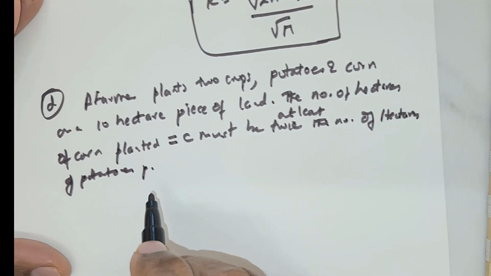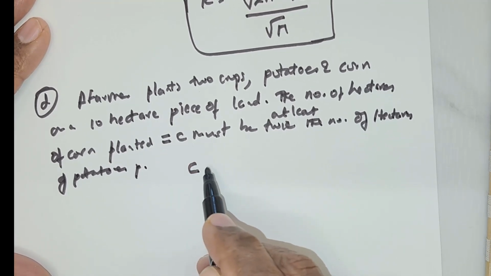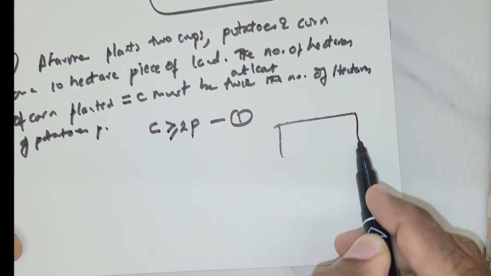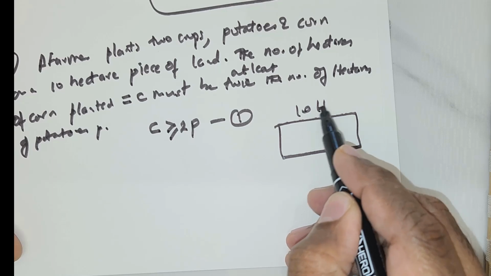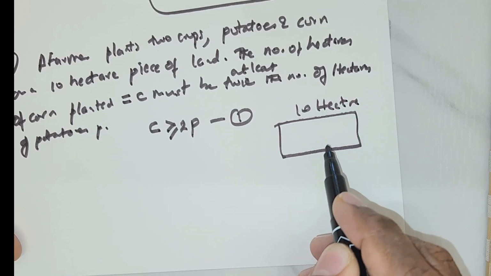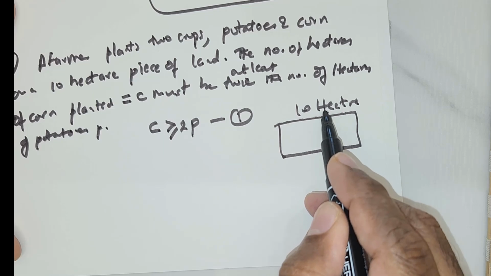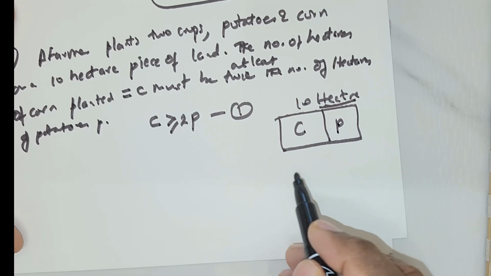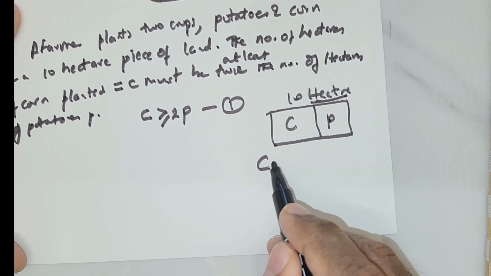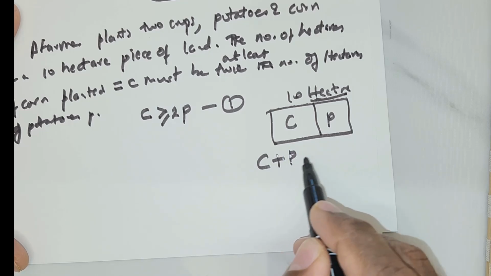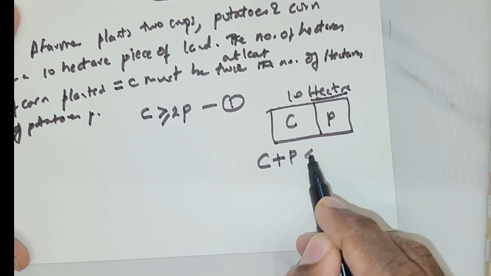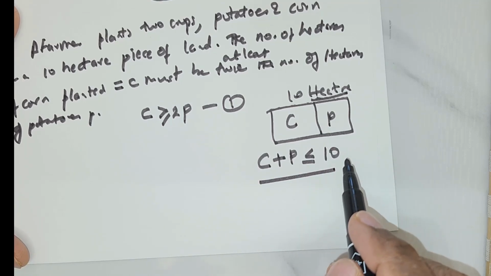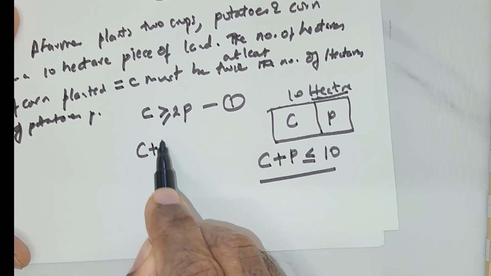So we have to write two inequalities. Okay, so C should be at least twice. So this is the first inequality. Now for the second inequality, see, this is a 10-hectare plot. You have got corn and you have got potatoes. So the amount of corn planted and potatoes planted, you cannot exceed 10 hectares. Okay, so this should be your second inequality.